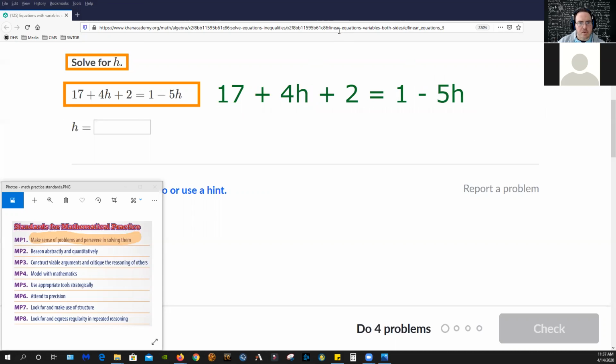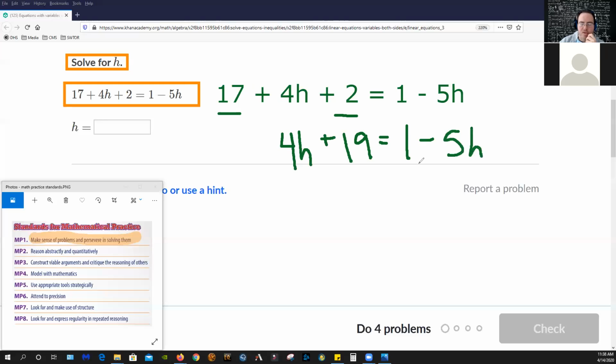So then I would start thinking, well, 17 and 2 are both constants. They don't have any variables attached to them, so we can go and add those together. So we'd end up with, we still have the 4h, but 17 plus 2 is 19 equals 1 minus 5h. We can't do anything with the 1 and the 5h because neither one of them is like terms.